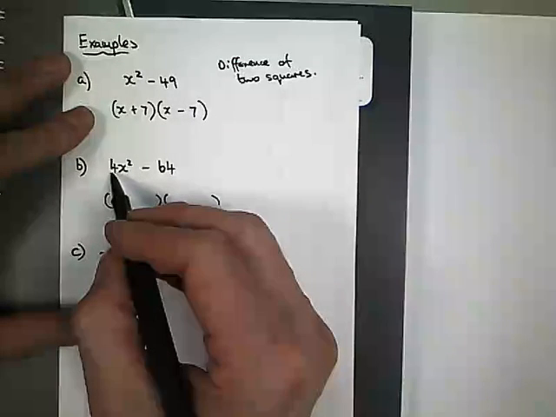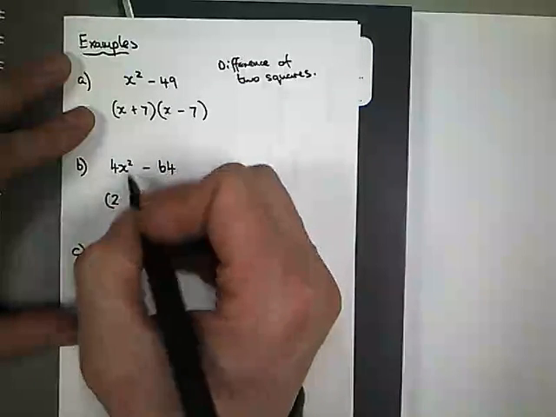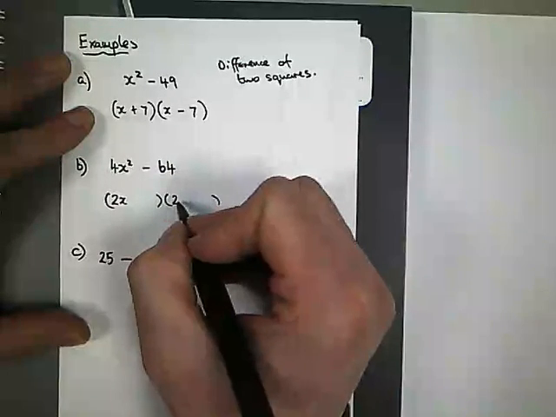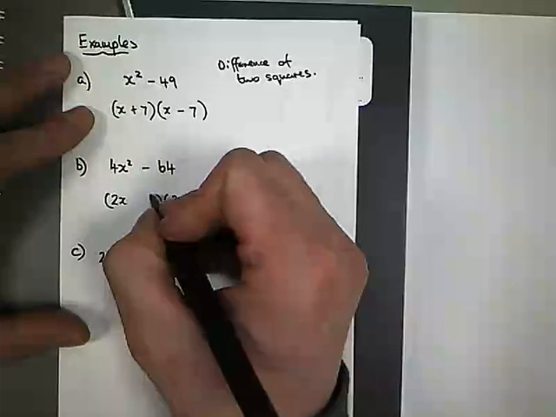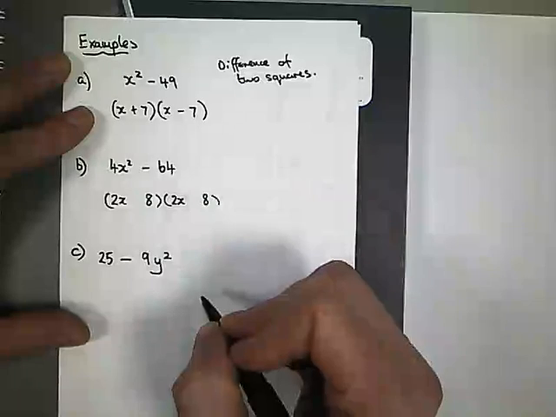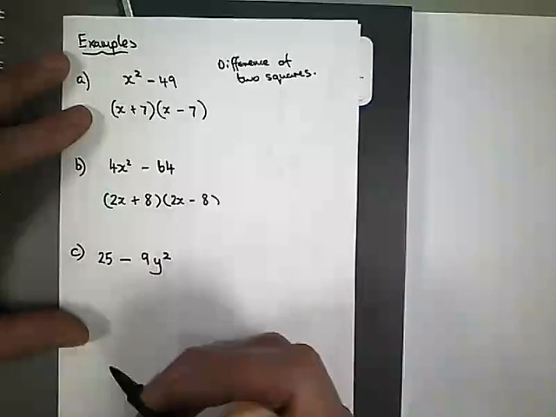What's the square root of 4? Well, that's 2. What's the square root of x squared? That's x. So I get 2x in both brackets. What's the square root of 64? That's 8. So I get an 8 in both brackets. Don't forget the plus and the minus. Doesn't matter which way round you do it, but don't forget the plus and the minus.